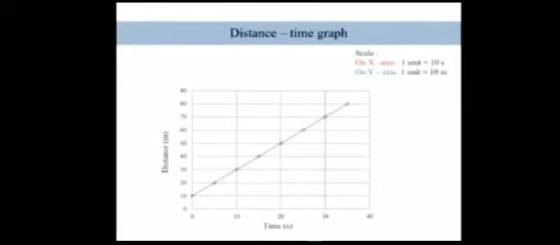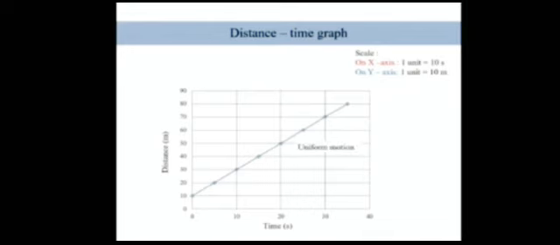So on the x-axis, 1 unit is 10 seconds, and 1 unit on the y-axis is equal to 10 meters. Step 1. Step 2, observe the graph. As we can see here, the graph is a straight line. Therefore it means the vehicle, the object, is moving in uniform motion.